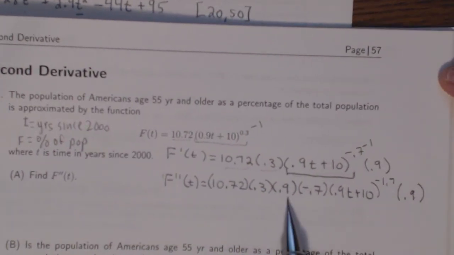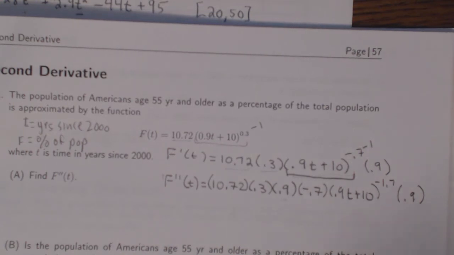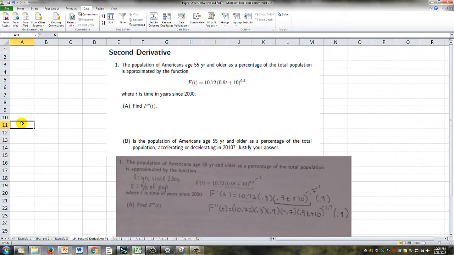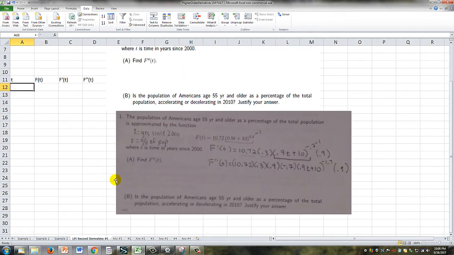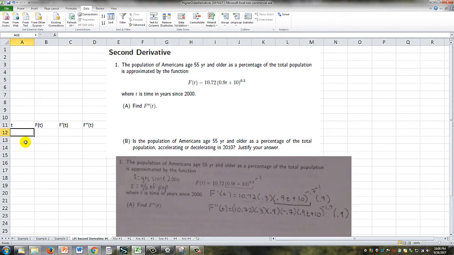And when you're typing this in, you could say that that's 0.9 squared, or you can just type in 0.9 twice. But now I'm ready to put it in Excel. Okay, so we will put in, our input is t, original function, first derivative function, second derivative function. And we know we want time since 2000. We want to find 2010. So we'll just go ahead and put 10 in.